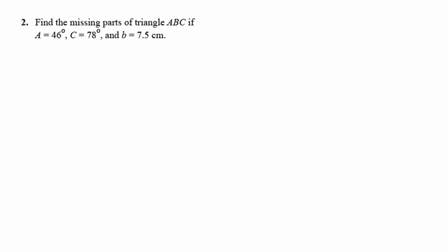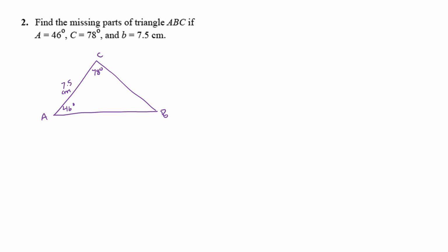All right, let's do the next one. Find the missing parts of triangle ABC if A is 46 degrees, C is 78 degrees, and the length of side B is 7.5 centimeters. So let's draw our visual to help us. Set up a vertex. Angle measure A is 46, C is 78, and side B is 7.5.